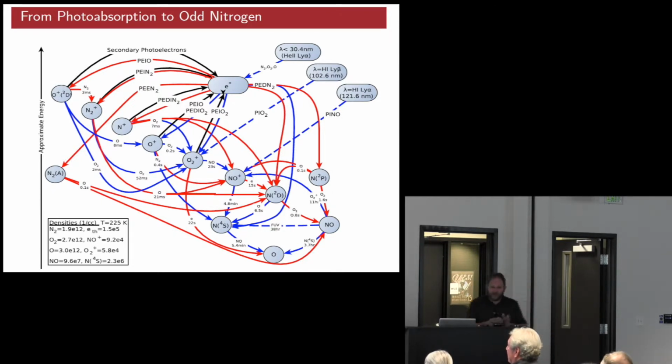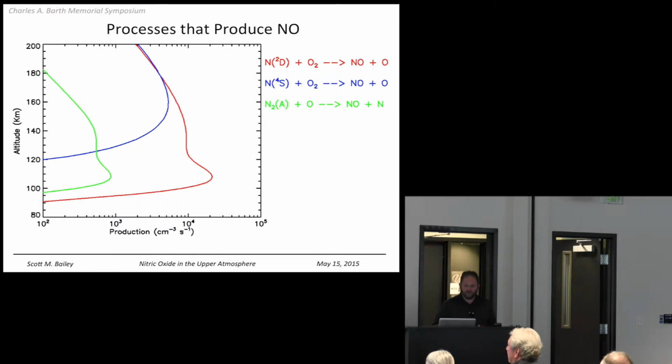So the breaking up of the N2 molecule both creates nitric oxide and destroys it. Ultimately, it's the ionization that's the most important for production. I won't go through these in detail. These are just altitude profiles that show these processes at work.